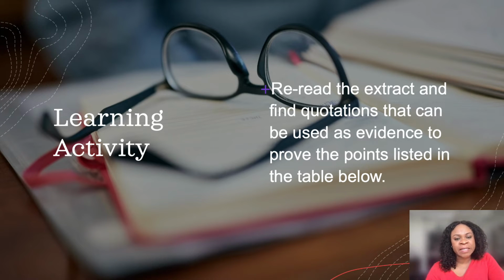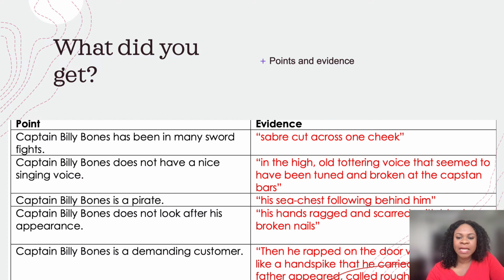Anyway, what did you get? Captain Billy Bones has been in many sword fights. How do we know this from the text? From reading about him, from seeing what he's done, and just meeting this character, because that's powerful characterization right there. It's just an intimate description of that character for the reader.